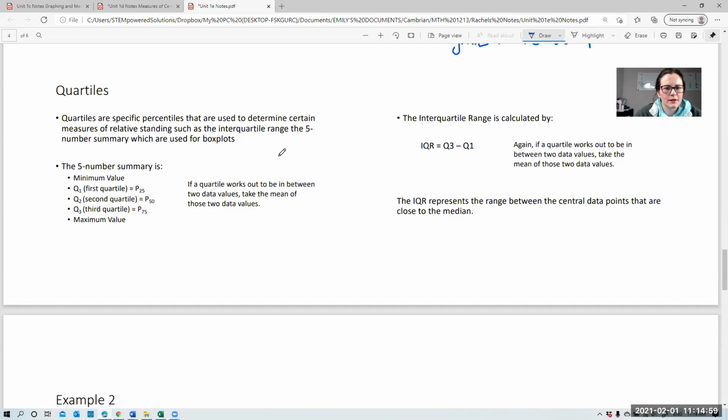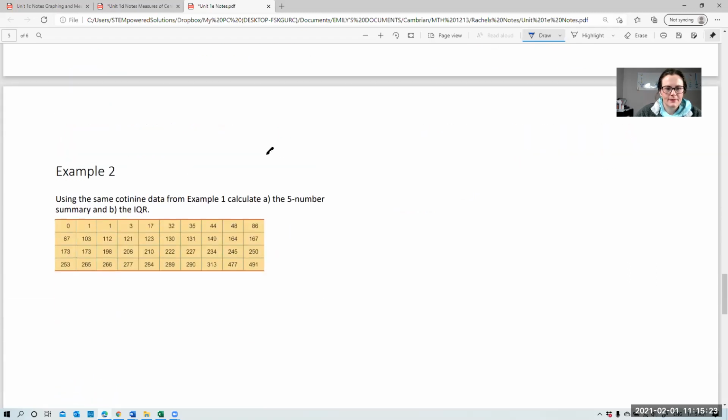If a quartile works out to be in between two data values, take the mean of these two data values. The interquartile range is calculated by IQR, which is Q3 minus Q1. Again, if a quartile works out to be in between two data values, take the mean of those two data values. The IQR represents the range between the central data points that are close to the median. Okay.